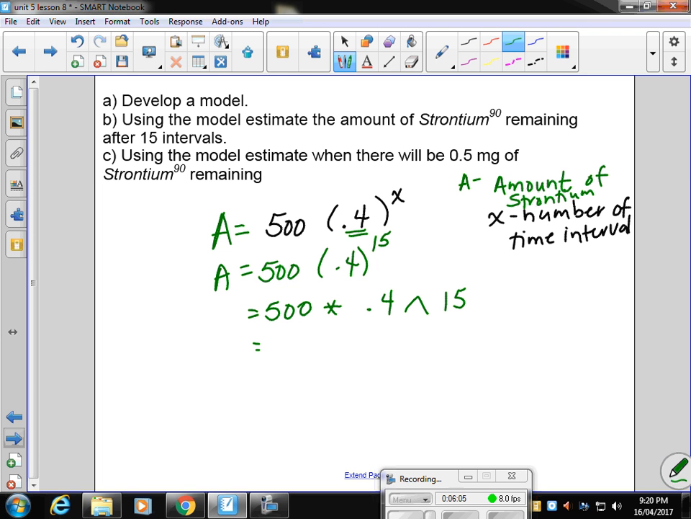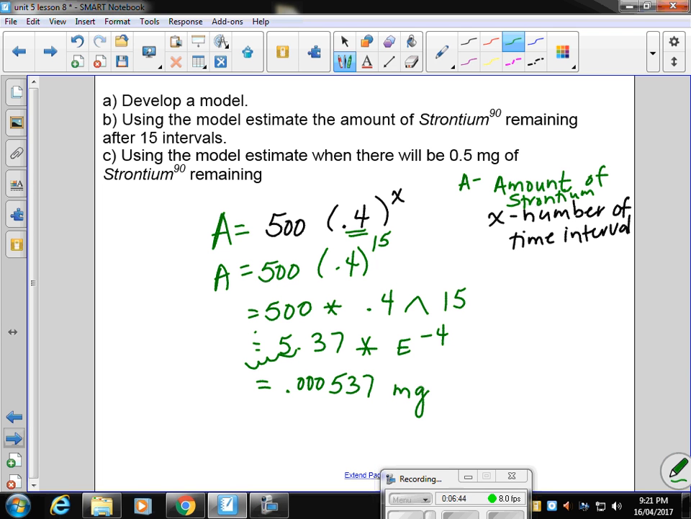I don't know if your calculator will have what I have. I'm going to write it down and explain it. 5.37 times e to the negative 4. That's scientific notation, and it means your decimal place is actually 4 to the left of where we wrote it. So 4 to the left: 1, 2, 3, 4. Decimal 0.000537 milligrams left after 15 time intervals. Not very much at all.